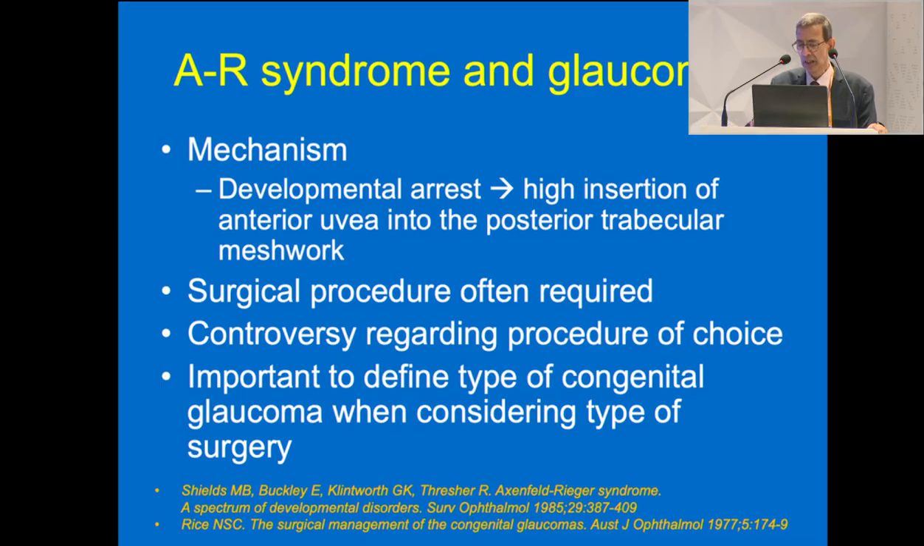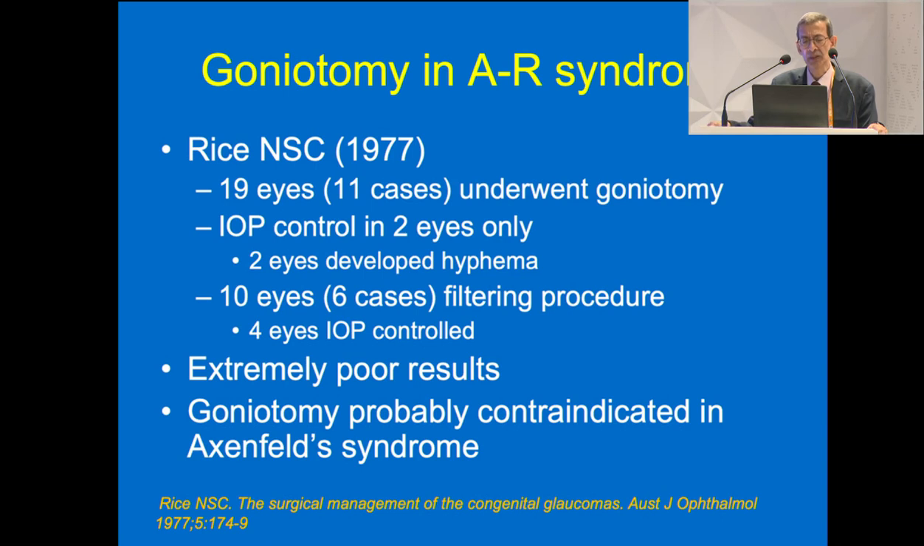Now, Noel Rice in the year 1977 reported a series of 11 cases, 19 eyes, that underwent goniotomy and had an extremely poor outcome, to the extent that he commented that goniotomy is probably contraindicated in Axenfeld anomaly, or for that matter Axenfeld-Rieger syndrome. Then what is the other alternative? The other alternative is external trabeculotomy.